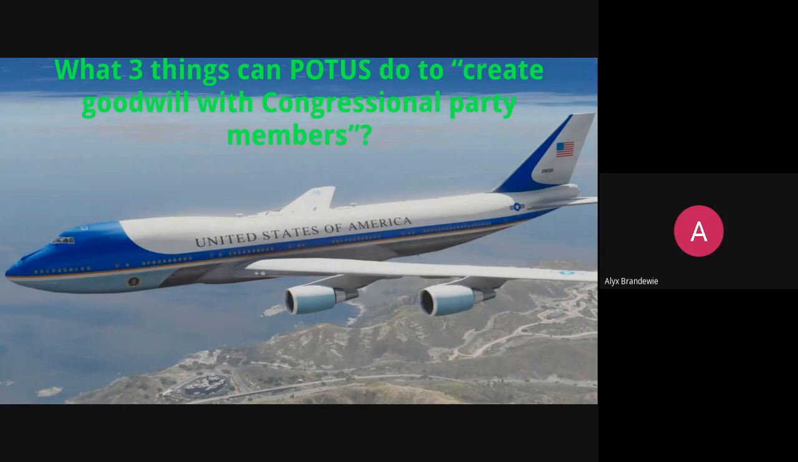So the three things he can do to create goodwill inside the party is he can help members campaign, he can help members fundraise, and then the third thing being that he can create these press opportunities or these moments of exposure for congressional party members.